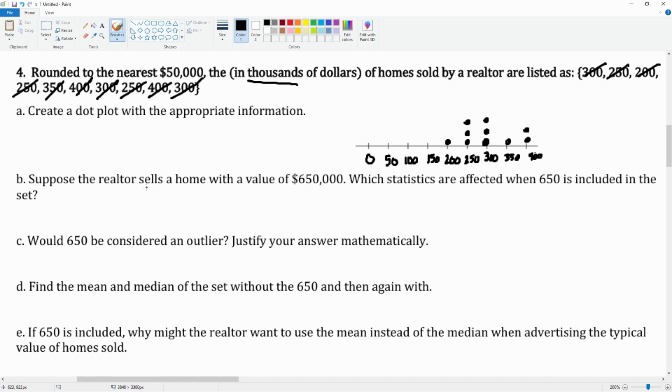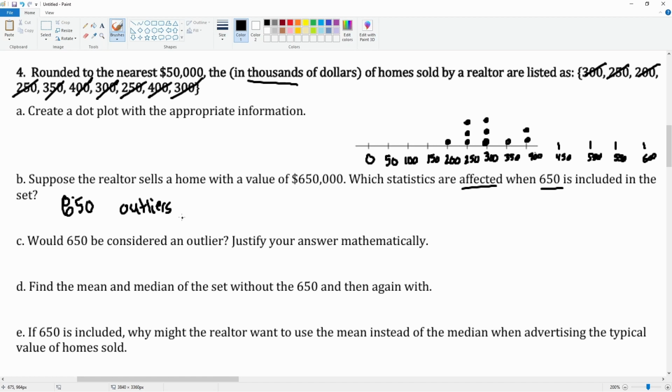Oh, supposed to be a retailer sells a home that is 650. Whoa, that's what? That's 400, 450, 500, 550. Then this is also 600. Which statistic will be affected by the 650? That is, 650 is the outlier.